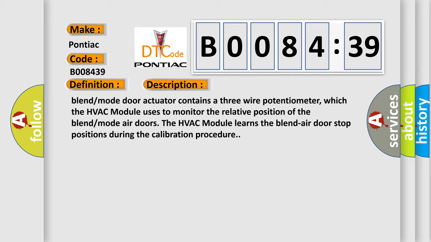This diagnostic error occurs most often in these cases: right mode door actuator wiring harness, right mode door actuator, heating, ventilation and air conditioning (HVAC) module. Signal has too few pulses. This subtype is used for failures where the control module measures too few pulses, e.g., position is calibrated in counts from one extreme to the other.